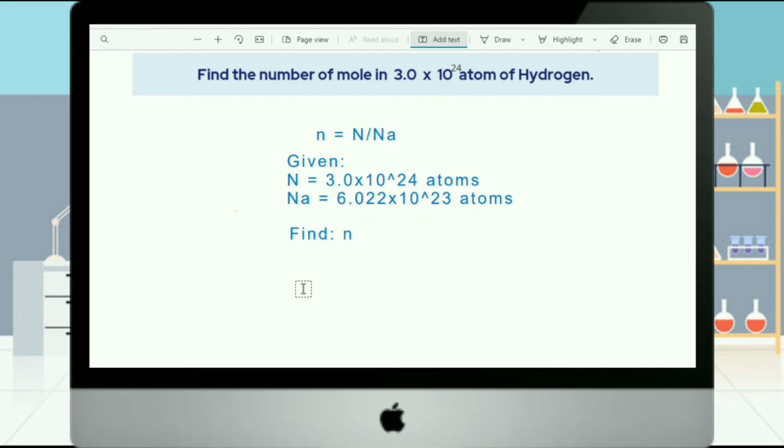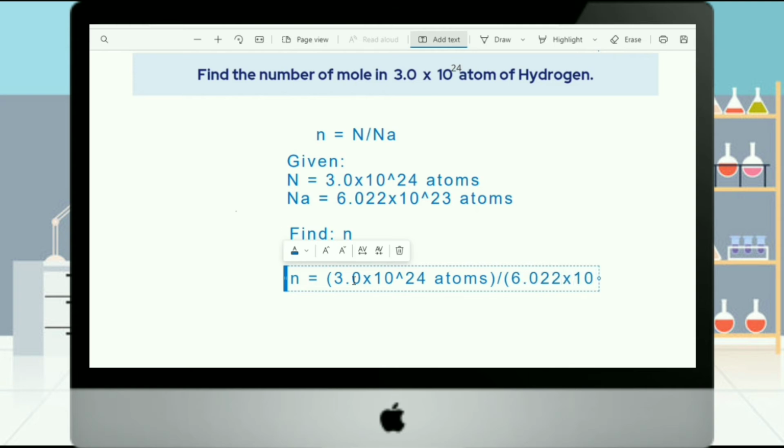So now that we have identified what is asked and the given quantities, we can now use the formula to find the number of moles in the given hydrogen atoms. Using the formula, we can find the number of moles. So we are going to divide the number of hydrogen atoms, which is 3.0 times 10 raised to 24 atoms, by the Avogadro's constant, which is 6.022 times 10 raised to 23 atoms.